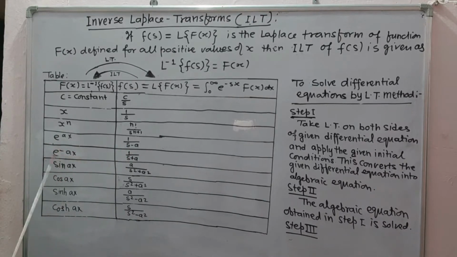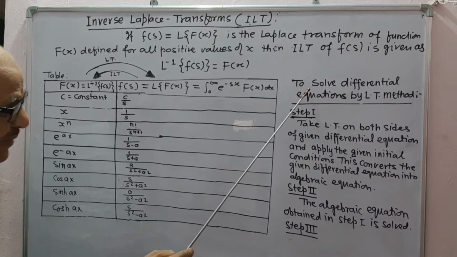Laplace transform of sin ax is equal to a upon s square plus a square. Laplace transform of cos ax is s upon s square plus a square. And in case of sin hyperbolic ax, relation is similar to this with the negative sign in the denominator. Similarly, in case of cos hyperbolic ax, relation is similar to this with the negative sign in the denominator. So, its inverse Laplace transform is this one and its Laplace transform is this one.